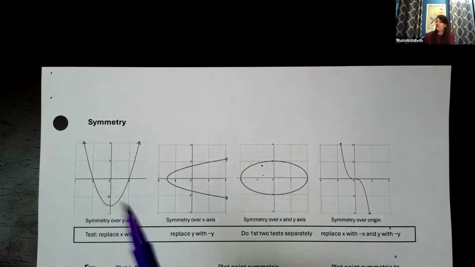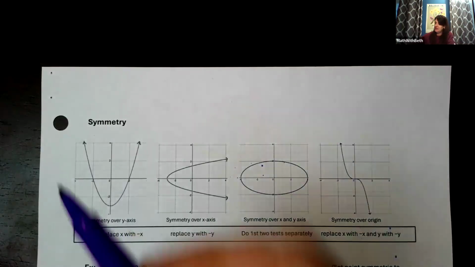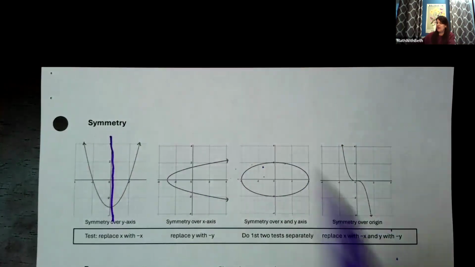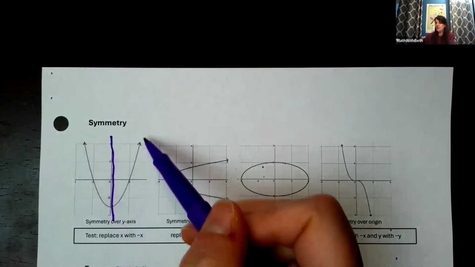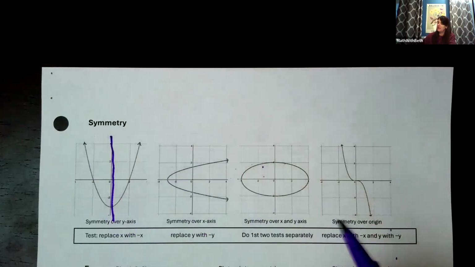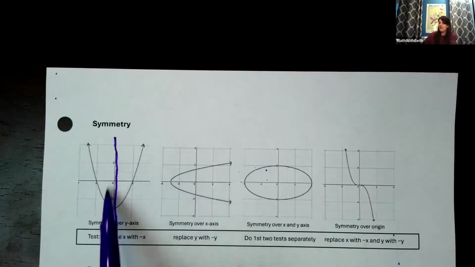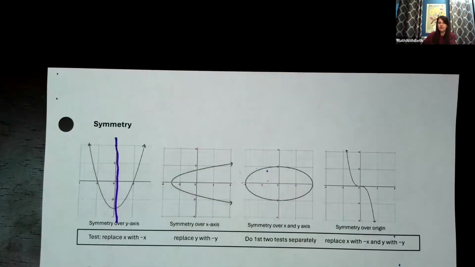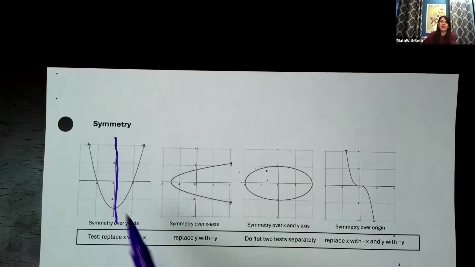There are a couple different types of symmetry. First, if we say that something is symmetric or has symmetry over the y-axis, one way of thinking of it is, does that cut the graph right in half? Another way of thinking of it is, does that act like a mirror where this part is the same as that part? It's kind of like a mirror image. So this is an example of something that has symmetry over the y-axis.